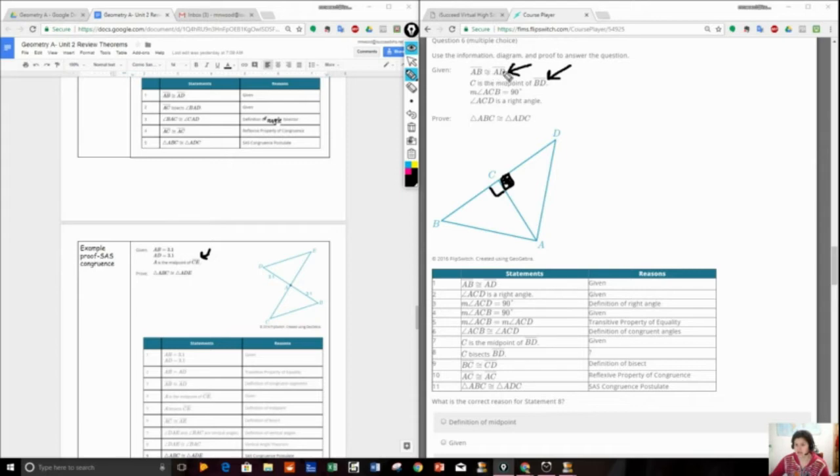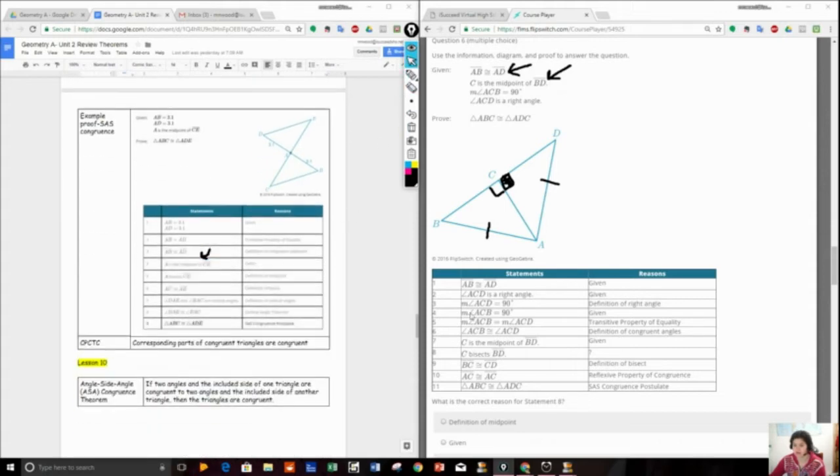So AB is congruent to AD. That means that this side is congruent to this side. So I'm going to mark that. Now we're going to read through our proof. And it says AB is congruent to AD. That's given. Angle ACD is a right angle. Given. Measure of angle ACD is equal to 90 degrees. That's the definition of a right angle. Then it's stating that the measure of angle ACB is equal to 90 degrees. That was given. That was given right here.